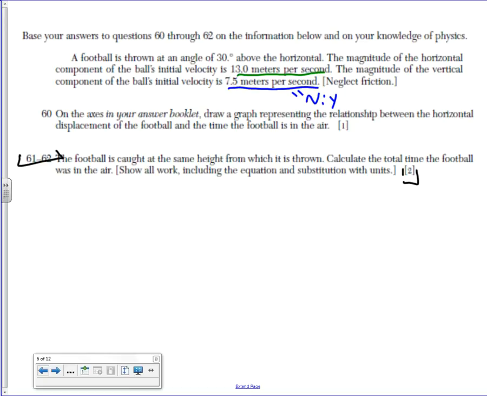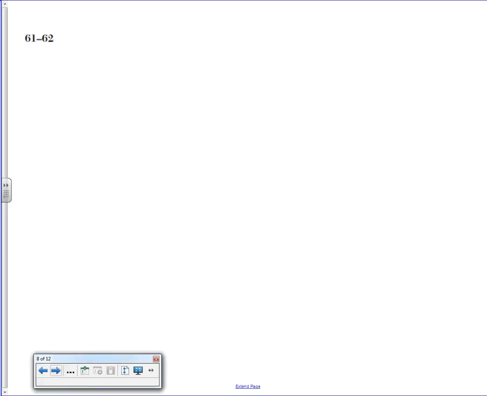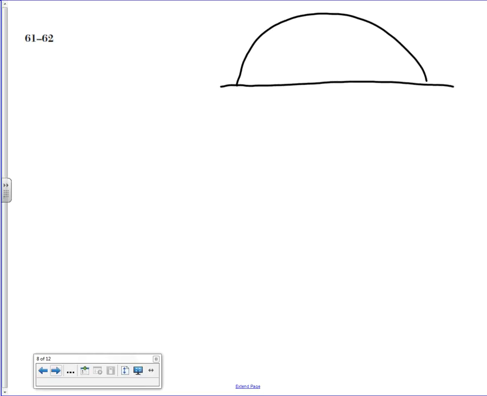The football is caught at the same height from which it is thrown. So we have a total vertical displacement of 0. Calculate the total time the football is in the air. Show all work, including the equation and substitution with units. So this is my workspace in my answer booklet. I'm going to draw my diagram. I know my horizontal velocity is 13 meters per second, and that my initial vertical velocity is 7.5 meters per second.